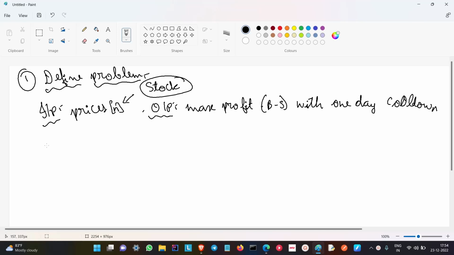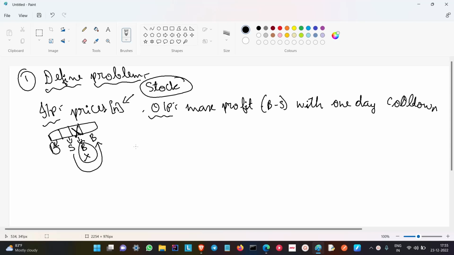So cooldown is nothing but if you are buying the stock, and let's say we have 4 days, and you perform a buy on the first day, and if you are selling on the next day, you cannot buy again. So this is not allowed here. You can only continue to buy stocks after a cooldown of 1 day. So you need to leave a gap, that is the cooldown of 1 day.